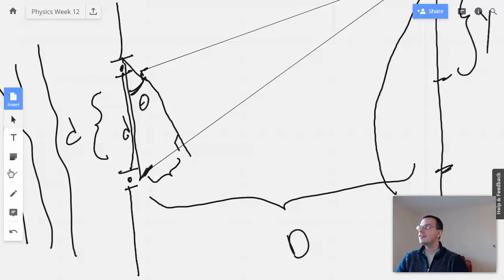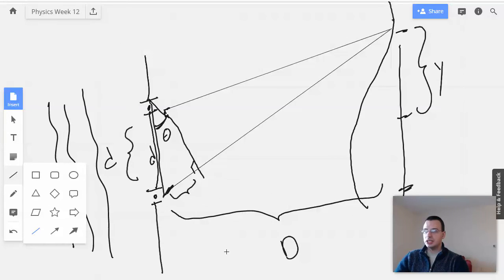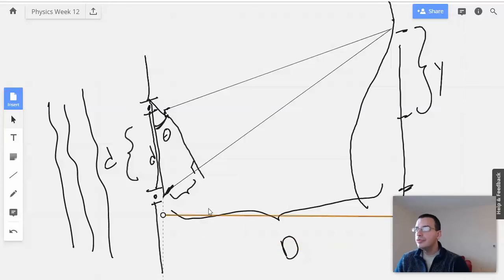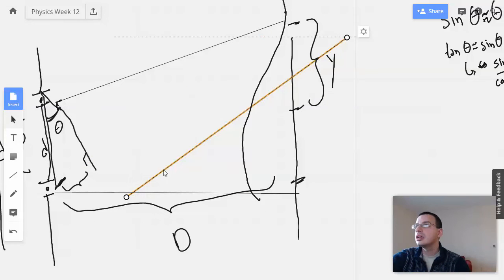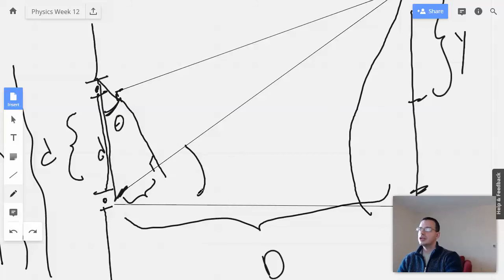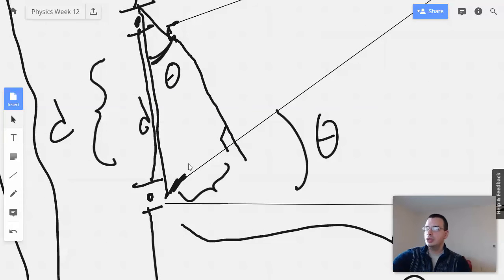The way we're going to find out what theta is, we're going to draw a line like this, straight across, and look at another angle, this angle right here. That's going to be the same theta. To prove that, let's do a little bit of geometry real quick. This guy here is 90 degrees, so this guy here is going to be 90 minus theta, because one angle plus the other angle plus 90 has to equal 180.